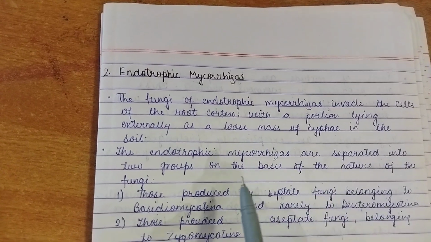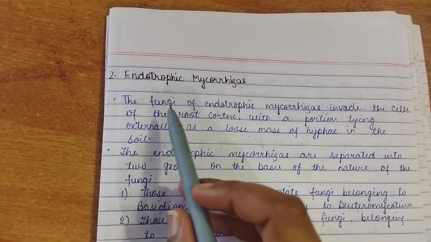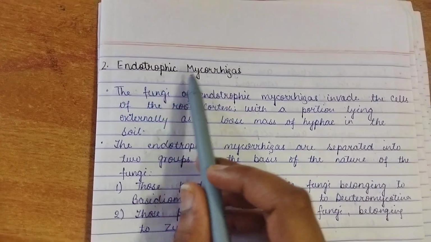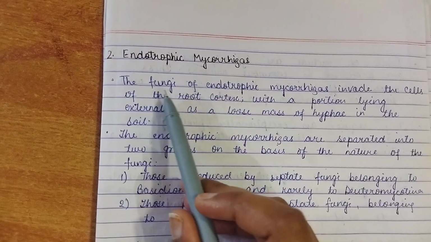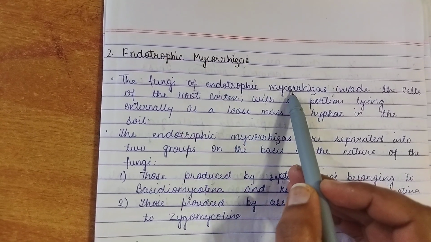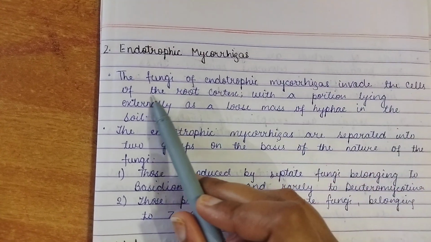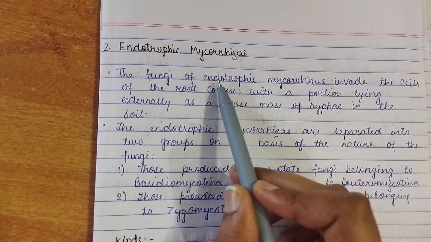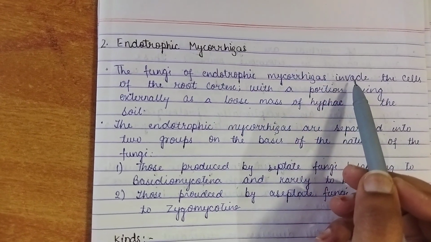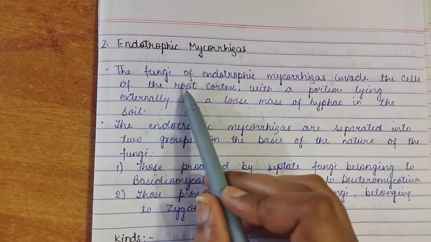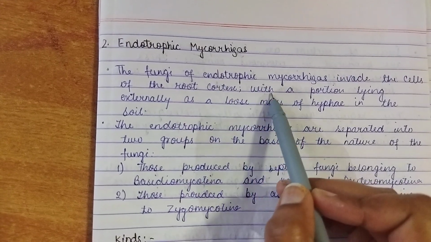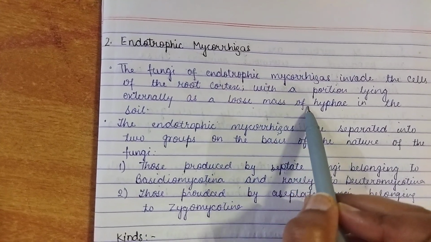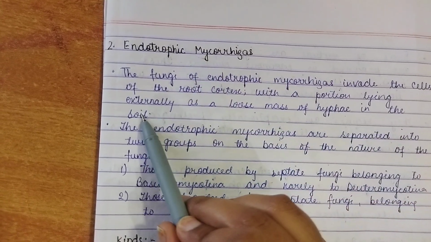In the previous video, we saw about the ectotrophic mycorrhiza. Now we will study about endotrophic mycorrhiza. The fungi of endotrophic mycorrhiza invade the cells of the root cortex. This means that the endotrophic mycorrhiza invade the cells of the root cortex, with a portion lying externally as a loose mass of hyphae in the soil.